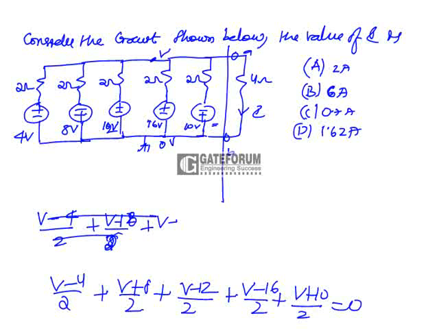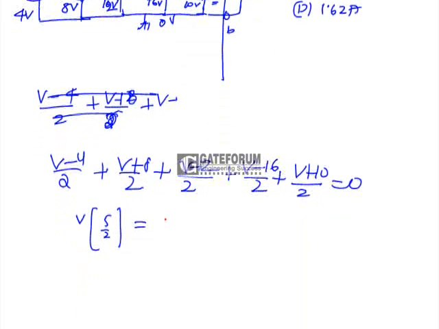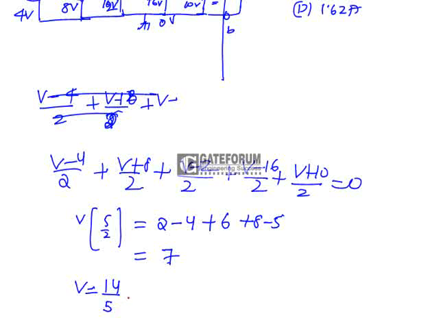So this is V into 5 by 2, since we have 1 by 2, 1 by 2, 1 by 2, 5 times, is equal to 4 by 2 is 2 minus 4 plus 6 plus 8 minus 5. Okay, so this is equal to 2 minus 4 minus 2 plus 6 plus 4 plus 4 plus 8 is plus 13 minus 9. This is around 7 volts. Okay, so V is equal to 14 by 5 volts.